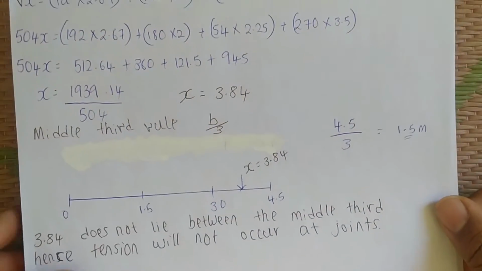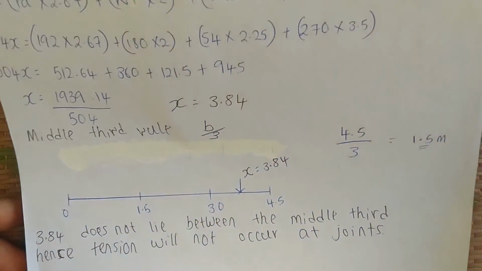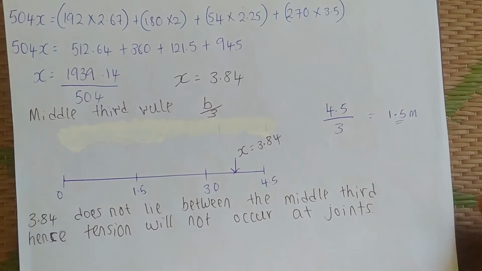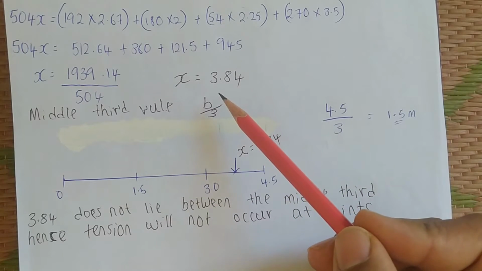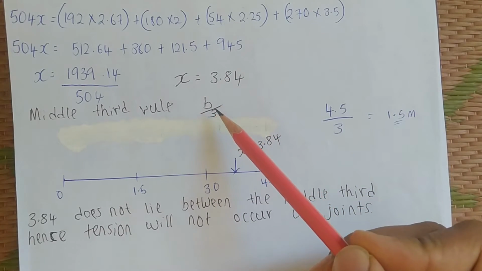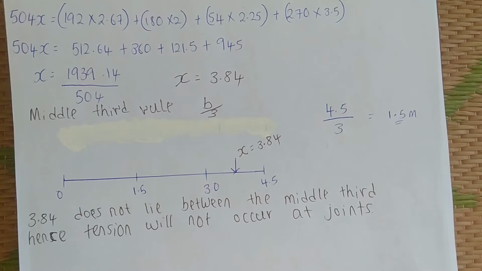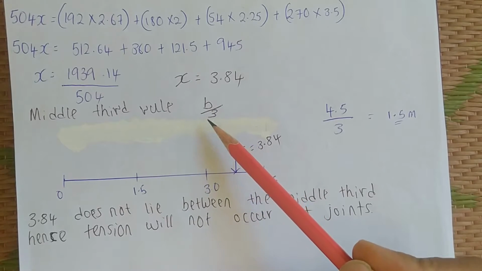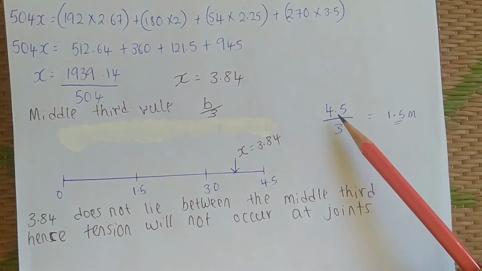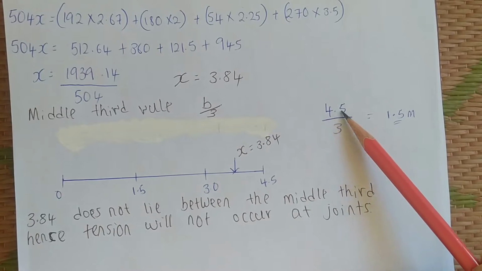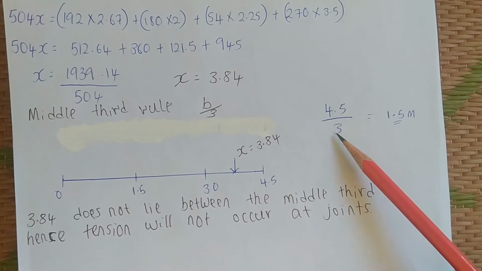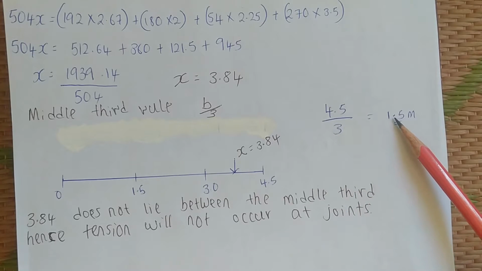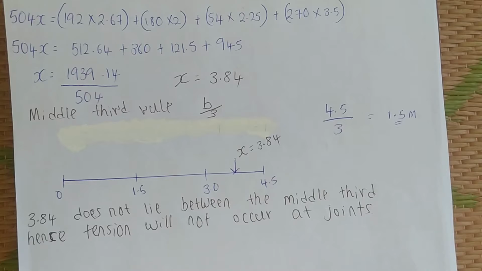So the next thing, we shall look at the middle third rule. You have to calculate this to ensure where the x falls. So the formula is b all over 3. So this is our base. Our base we had as 4.5 meters, and when we divide by 3, we shall get 1.5 meters. So we shall see whether our x will fall in the middle third.